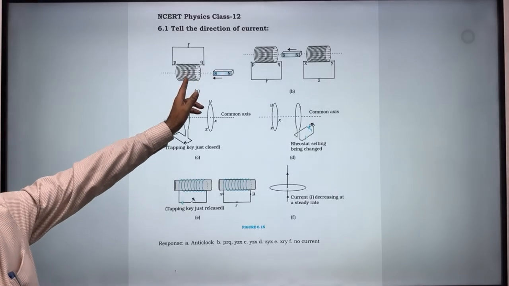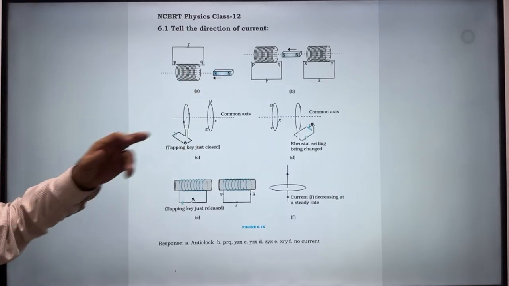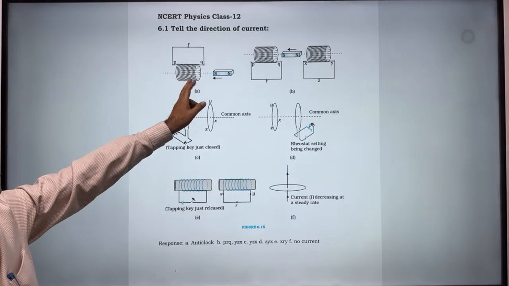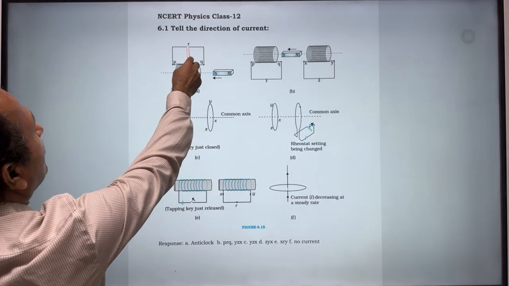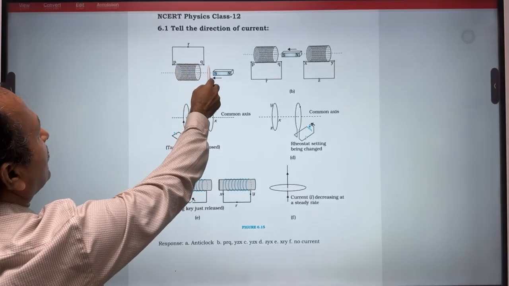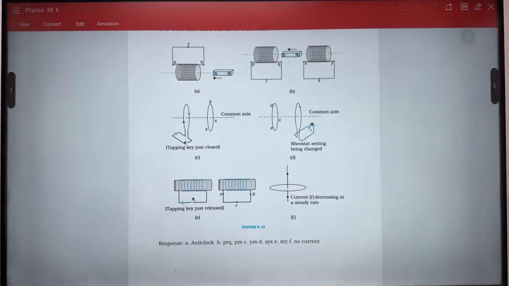Here as a pole is approaching, it means there must be S pole here. So to make it S pole, current should flow from Q R P Q, right? So this will be the direction. And let's consider second case.